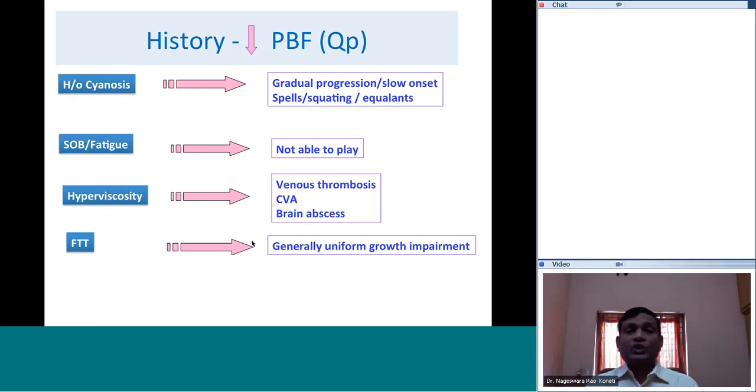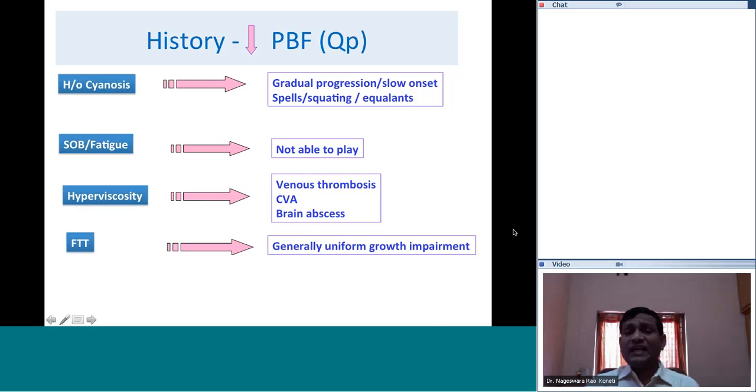History of cyanotic spell, history of cyanotic spell equivalent or squatting usually suggests that this is a case of cyanotic congenital heart disease with reduced pulmonary blood flow. Similarly, shortness of breath or fatigue, not able to play with the peer group, these are all associated features because of less oxygenation in these children. One more important history is hyperviscosity symptoms. A child who is having cyanosis telling you about headache, dizziness, or history of venous thrombosis followed by diarrhea, dehydration, or summer episode, or history of CVA, brain abscess, all these are suggestive of hyperviscosity symptoms.